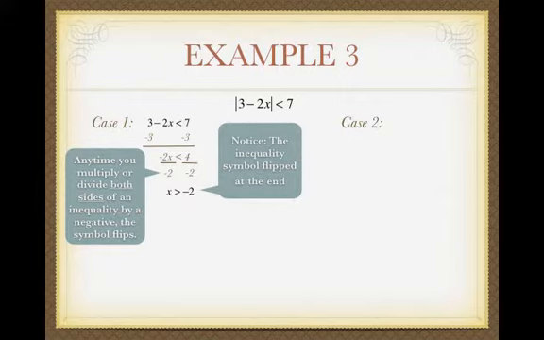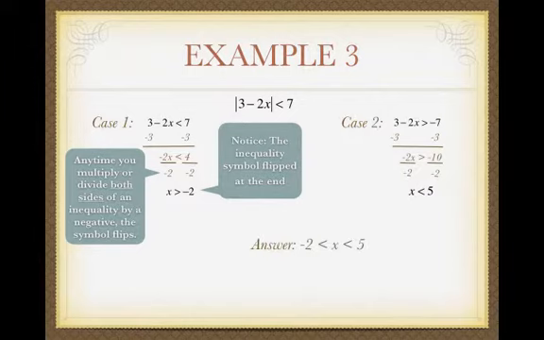So moving on to case 2. Hopefully you remember that the inequality symbol will flip and the 7 will become negative. And then we solve it the same way we did case 1. So we're going to start by subtracting 3 from both sides to get negative 2x is greater than negative 10. Okay, divide by negative 2 again. So again, our symbol will flip. So it's going to be a less than, and negative 10 divided by negative 2 is 5. Okay, and so our answer is negative 2 is less than x is less than 5.